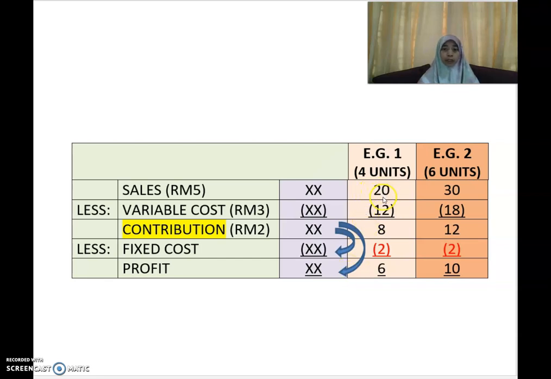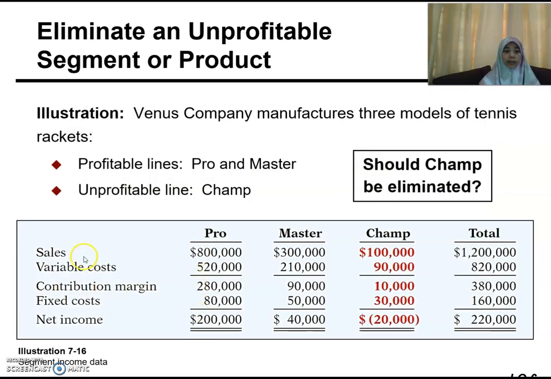Okay, so we have looked into the example. Make sure you know sales less your variable cost gives you your contribution, less your fixed cost gives you your profit. So in this case, sales less your variable cost gives you your contribution, which is positive, and then you incur fixed cost for Pro 80,000, Master 50,000, and Champ 30,000. So instead of getting 240,000 for Pro and Master, now you have a reduction in your net income by 20,000 because Champ is giving you a net loss of 20,000. So your total net income is 220,000. So the question is, should Champ be eliminated?